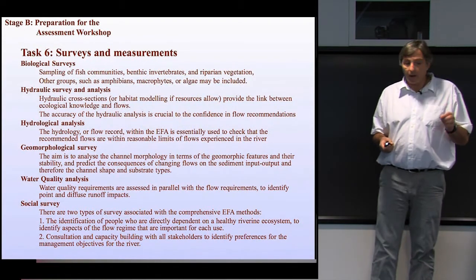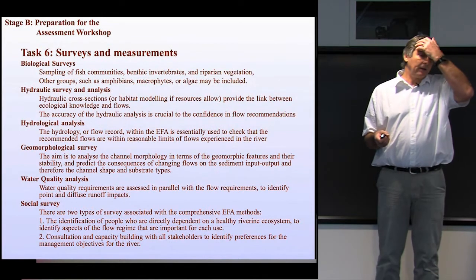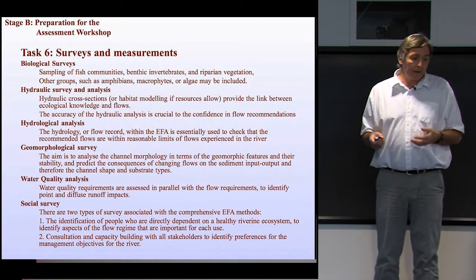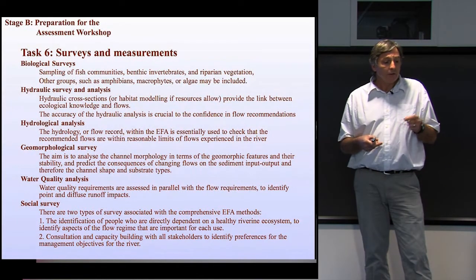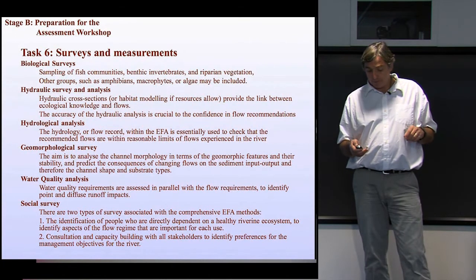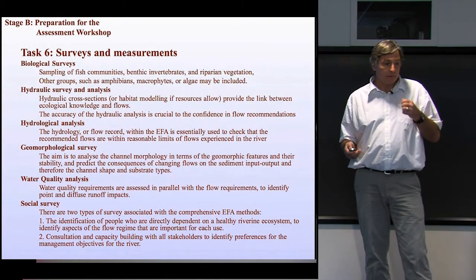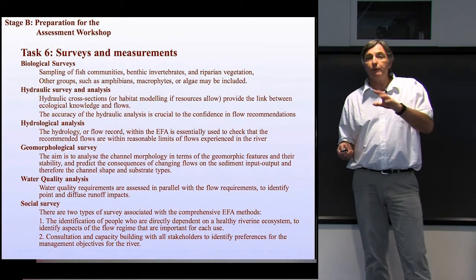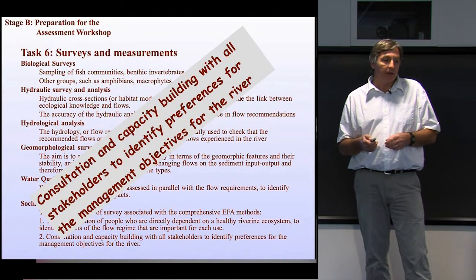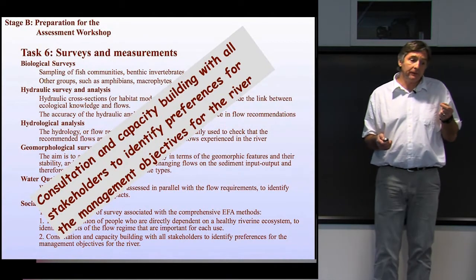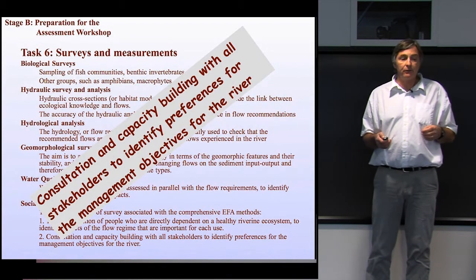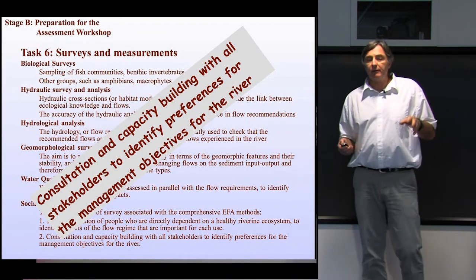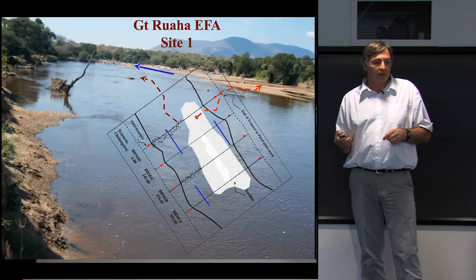And then the second one is a consultation and capacity building with all relevant stakeholders or representatives of stakeholder groups to identify preferences for the management objectives for the river. It's a very important part of the process to make sure that you've got buy-in from the stakeholders. So consultation and capacity building with all stakeholders to identify preferences for the management objectives for the river is an overarching framework for the whole process.